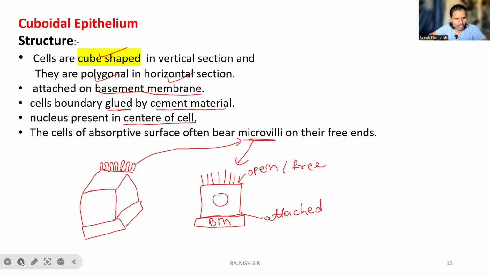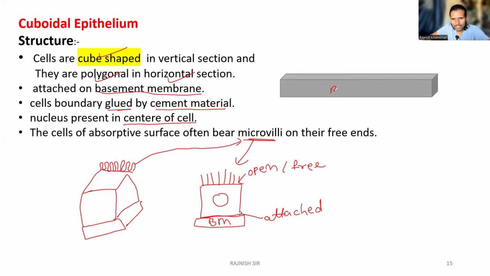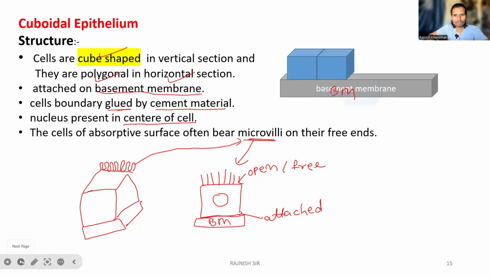Okay, let's go to the next slide. See this diagram. This is the basement membrane. I'm writing BM in short. Then on it the cube-shaped cells are present. See, the cube shape is present. And in the center, they have a nucleus.